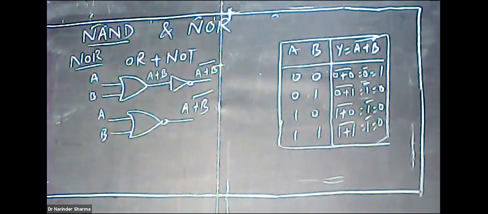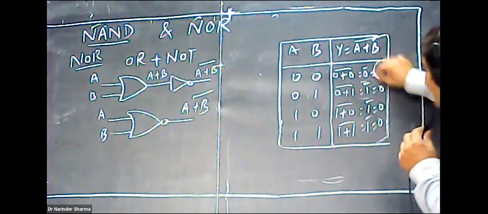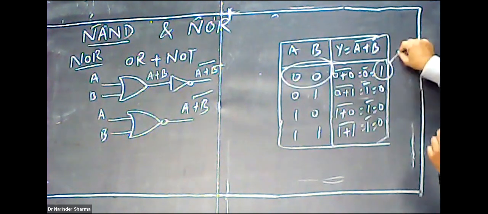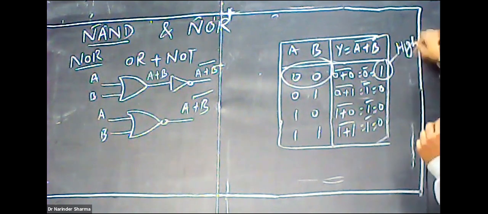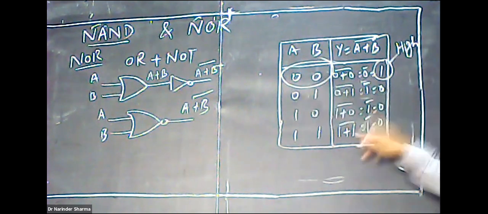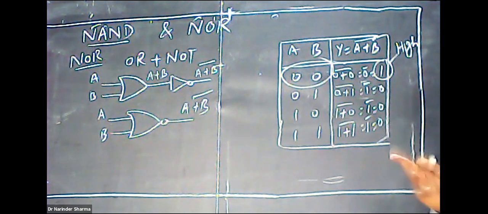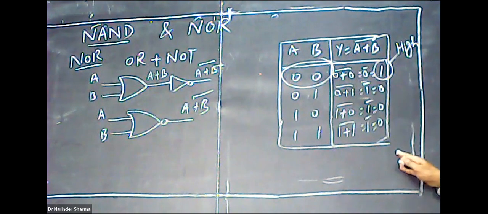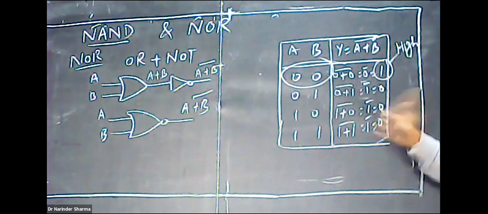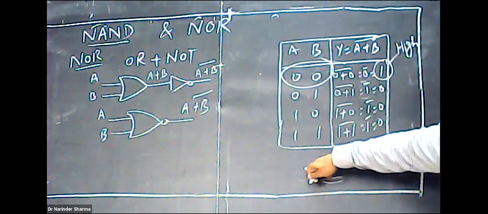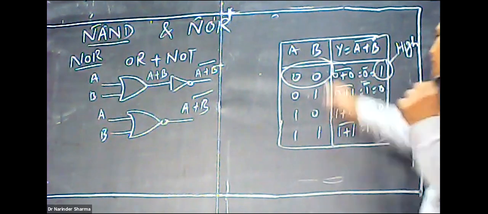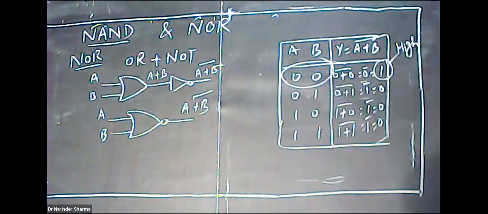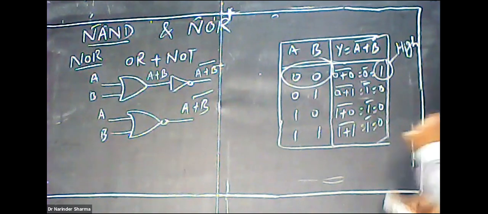So what you have to learn from this: output is high if both the inputs are low, otherwise low. You can also state this in another way: output is low if any one of the inputs is high. You can write in any way. Now we will understand the NAND gate.